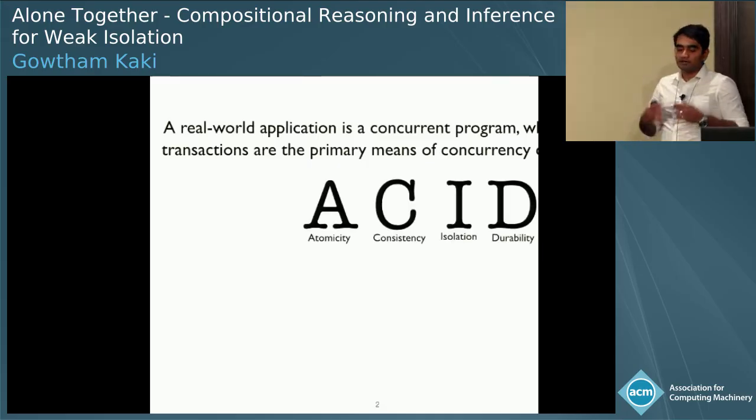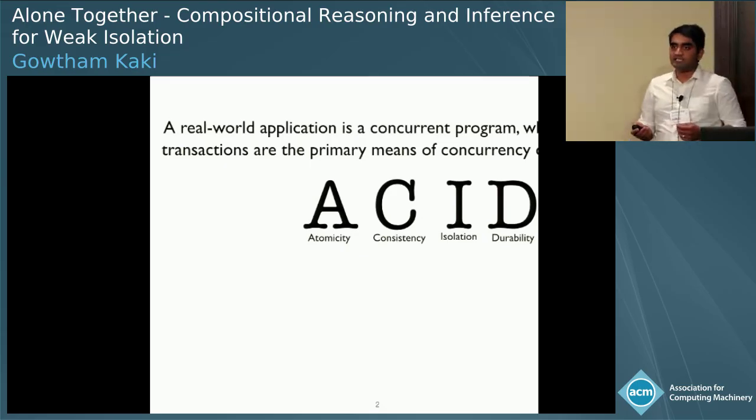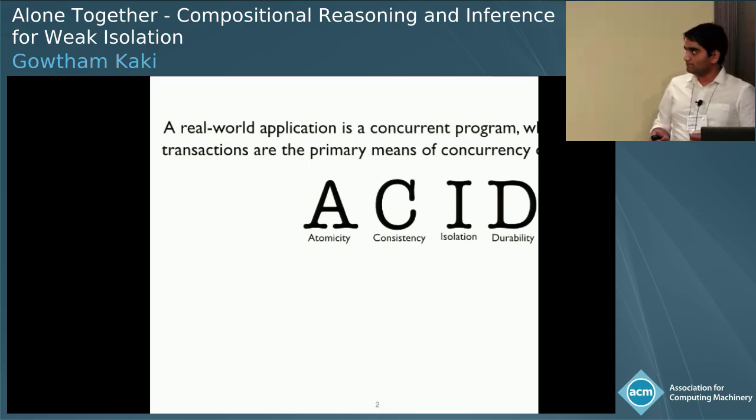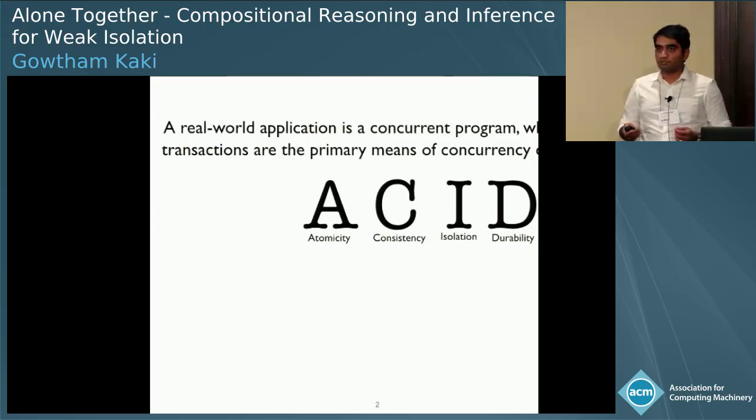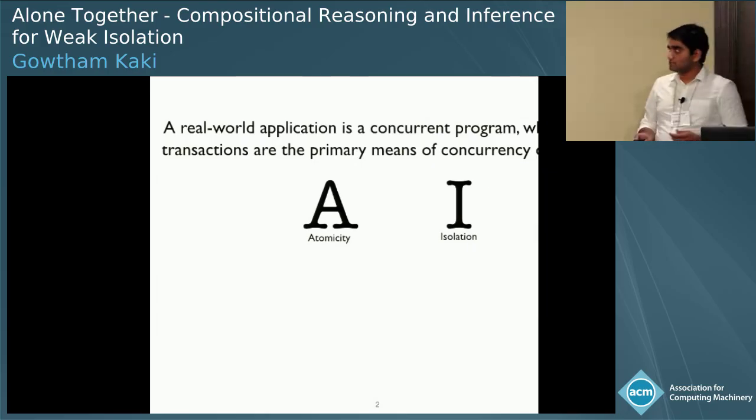It's very well known that transactions are governed by the correctness principles commonly known as ACID: atomicity, consistency, isolation, and durability. But consistency is most often an application-specific property, and durability a low-level store-specific property, so we're going to ignore them today. I'm going to focus on atomicity and isolation.